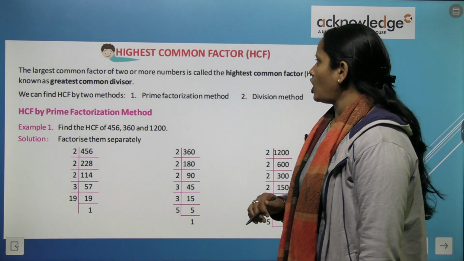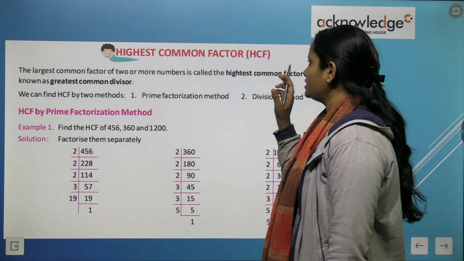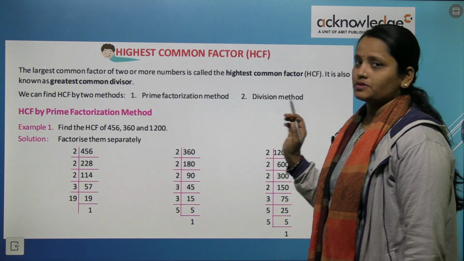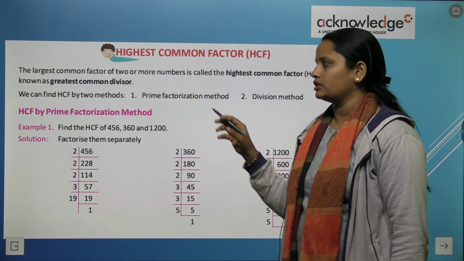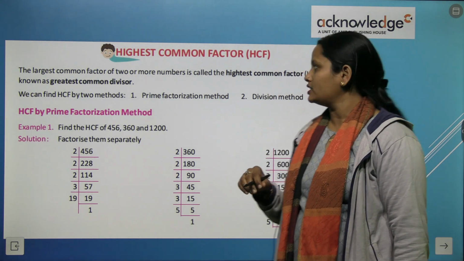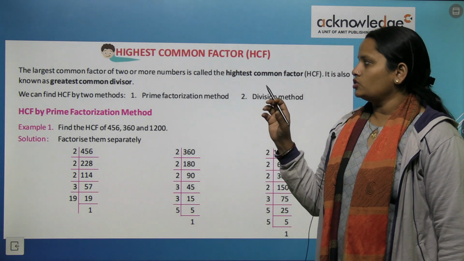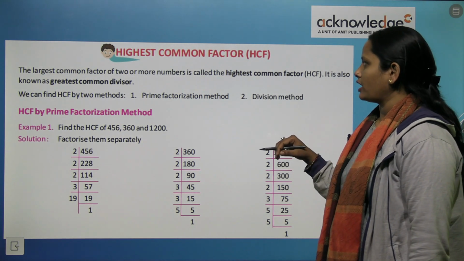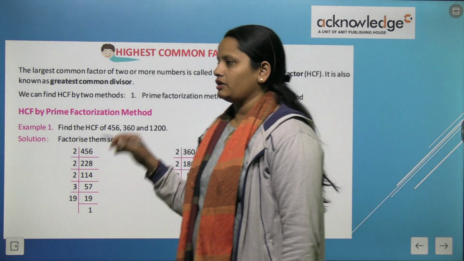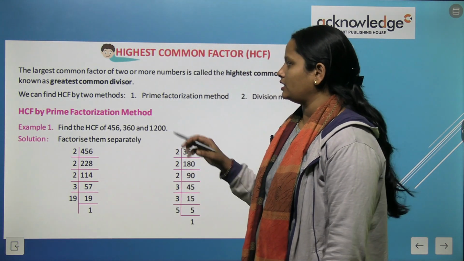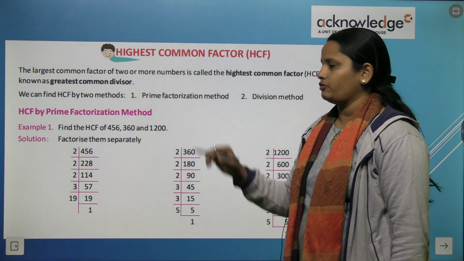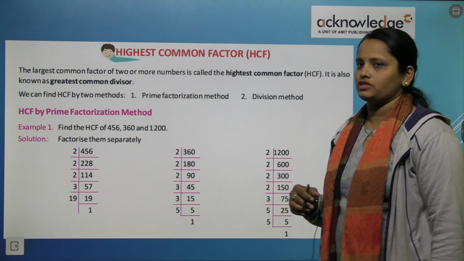Now, highest common factor, which is HCF. HCF is also known as highest common factor. Means सबसे बड़ा factor कौन सा है. The largest common factor of two or more numbers is called highest common factor. जो सबसे बड़ा factor होता है उसे हम highest common factor कहते हैं. And it is also known as greatest common divisor. इसे greatest common divisor भी कहते हैं. We can find HCF by two methods. दो methods हैं. पहला है prime factorization method and दूसरा है division method.